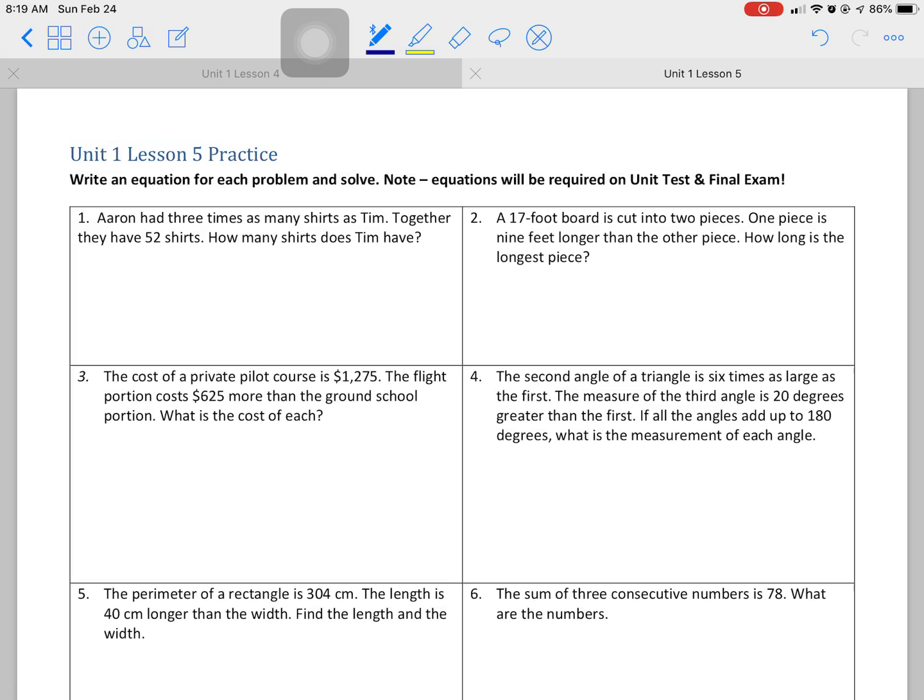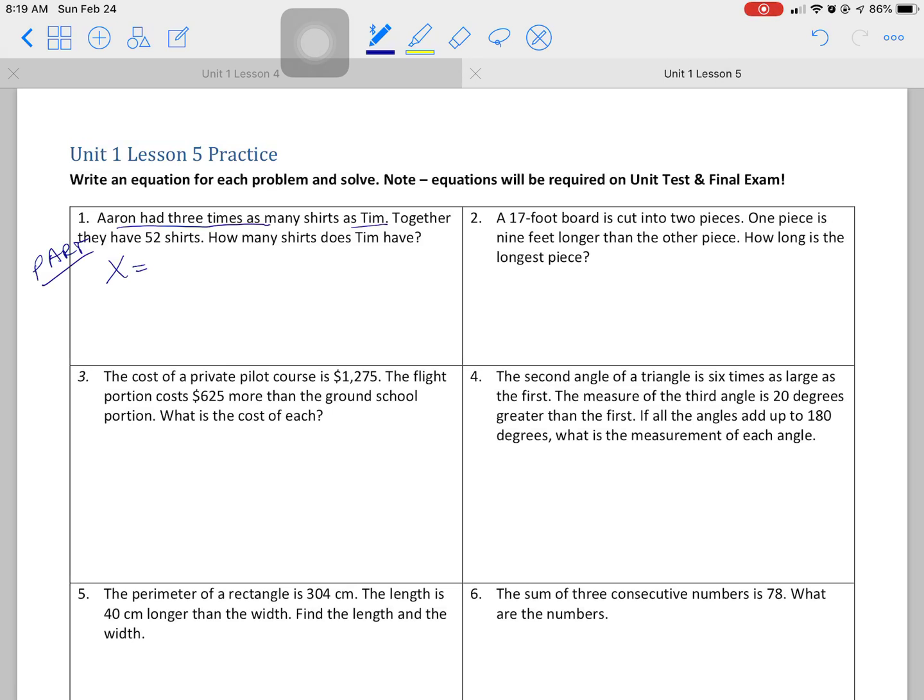Aaron has 3 times as many shirts as Tim. Together they have 52 shirts. How many shirts does Tim have? Okay, so it doesn't tell me what variable to use, so let's make an X. So this is a part problem. So something's X and something is related to X, okay? So it looks like Aaron has 3 times as many shirts as Tim.